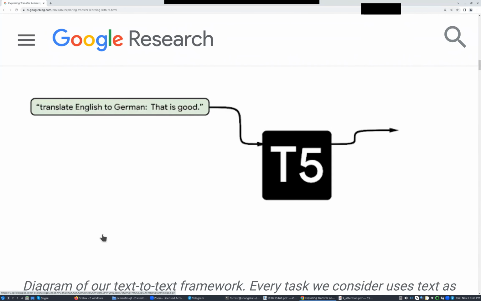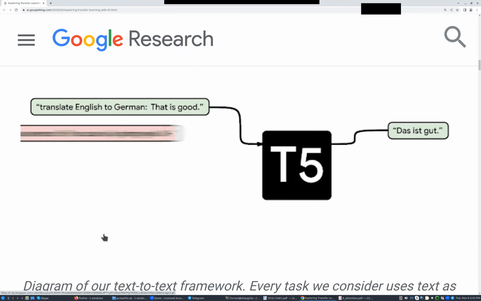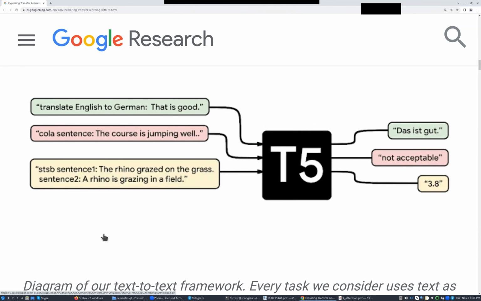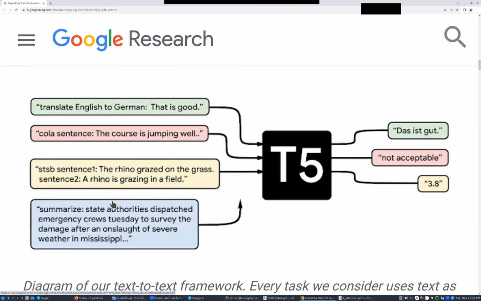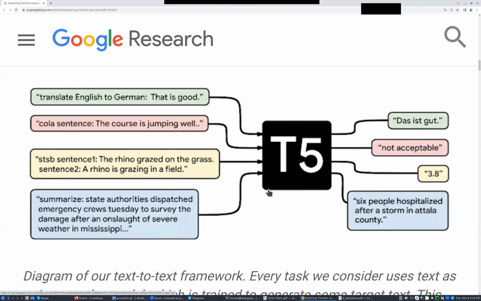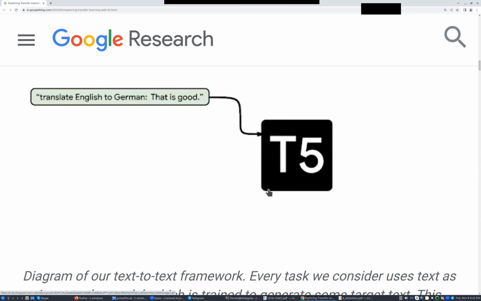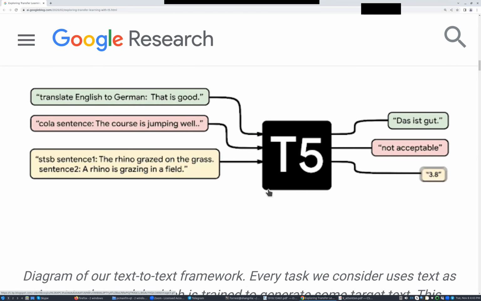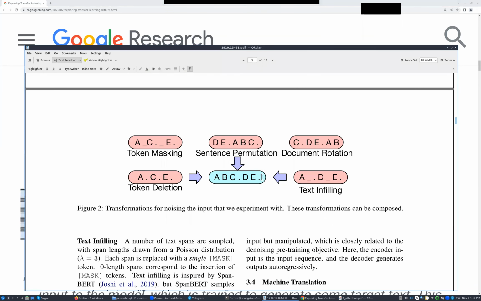And here's another task. Sorry about the animation. The last one is summarization. So it wants the T5 model to summarize this lengthy document into a shorter one. Basically, T5 uses text-to-text tasks, a different kind of text-to-text tasks, to train the model. While in BERT, we do not do text. You can still argue it's text-to-text, but it's much simpler.